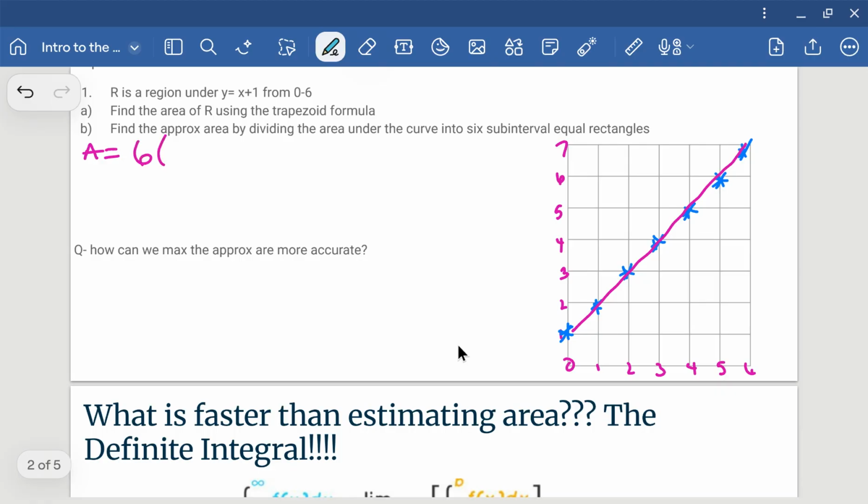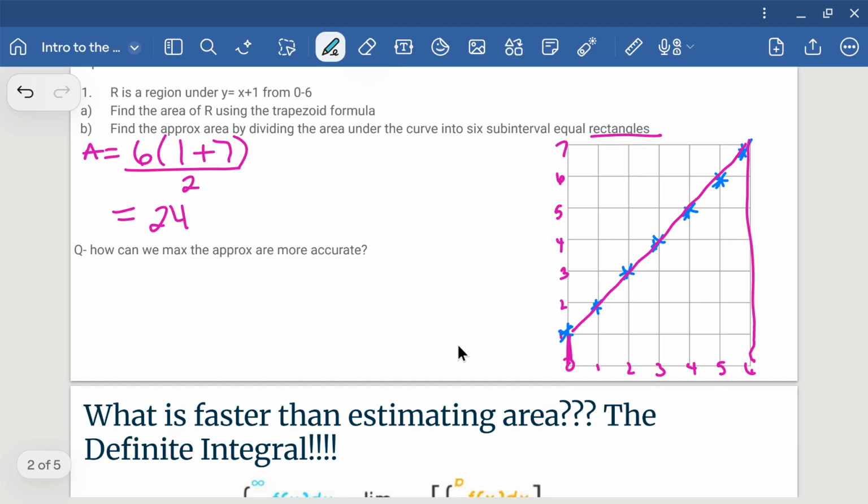Then you take the length of base 1, this part here, which is 1, and you add the length of base 2, which is 7, and then you divide the whole thing by 2. We'll find out that the area is 24. We also want to relate that to how using rectangles could get us near that same number, and why we need another method.